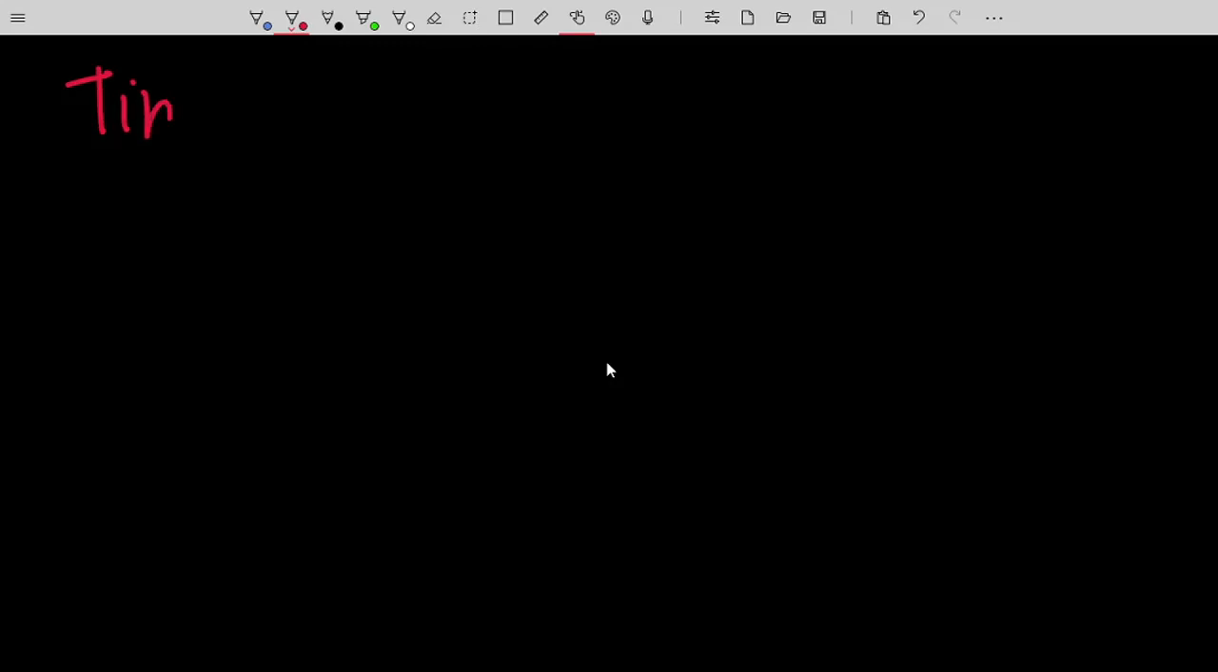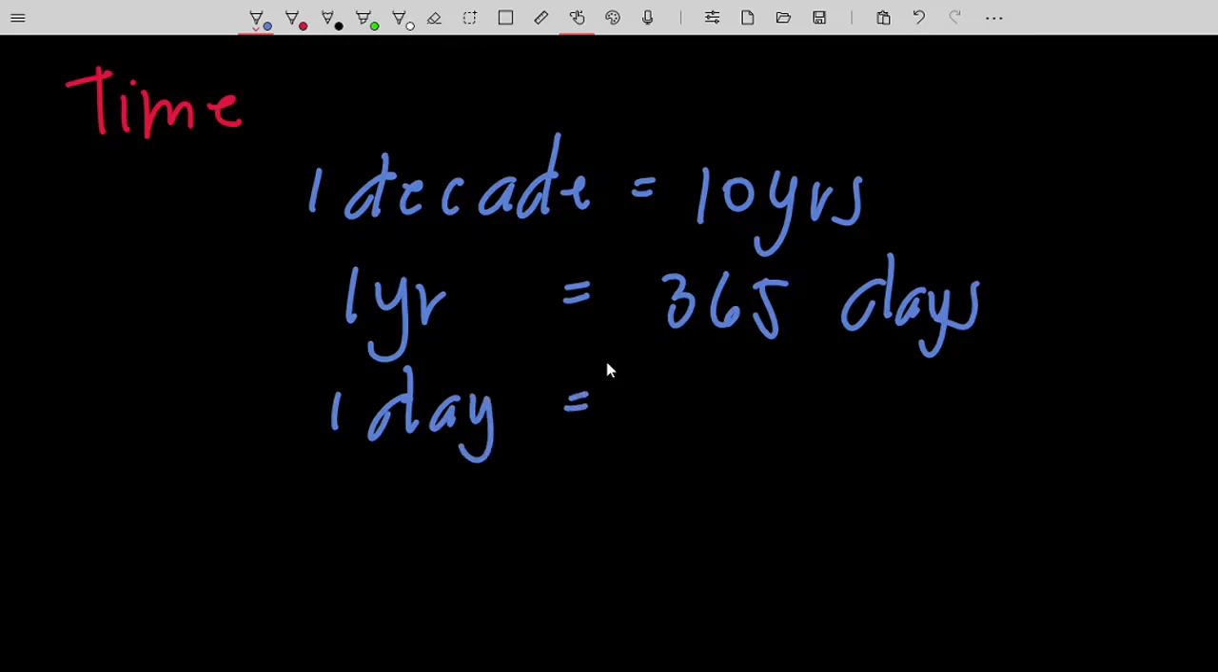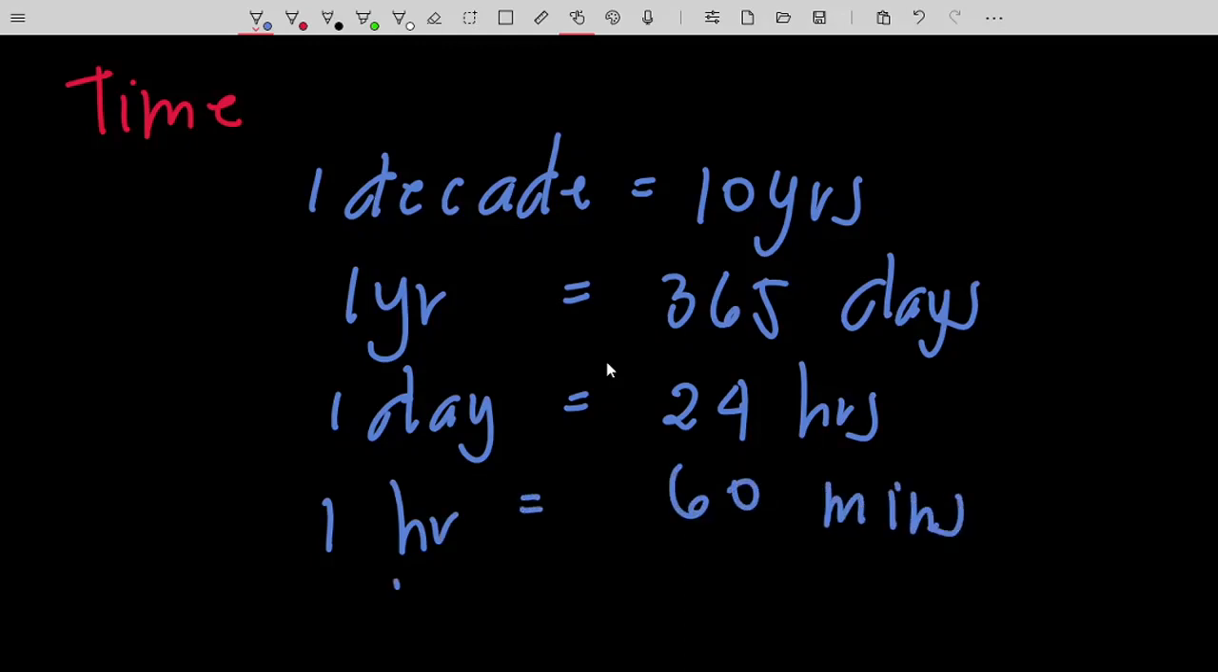Okay, and let's have another set of units for time. For your unit of time, we have 1 decade equals 10 years, and we all know that 1 year is equal to 365 days, and 1 day is equal to 24 hours, and 1 hour is equal to 60 minutes, and 1 minute is equal to 60 seconds. These are some conversion factors that you need to know. Now let's try to convert some units.